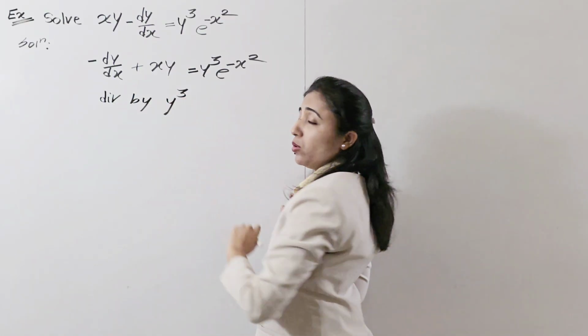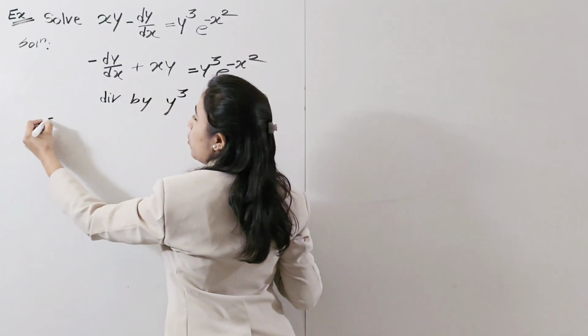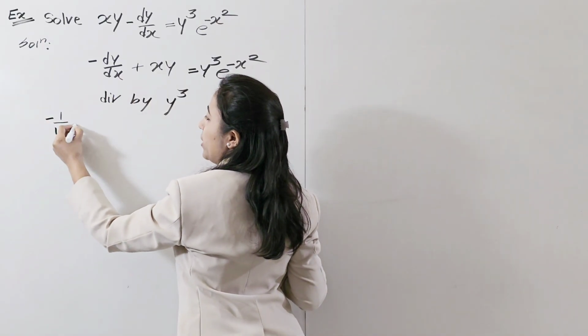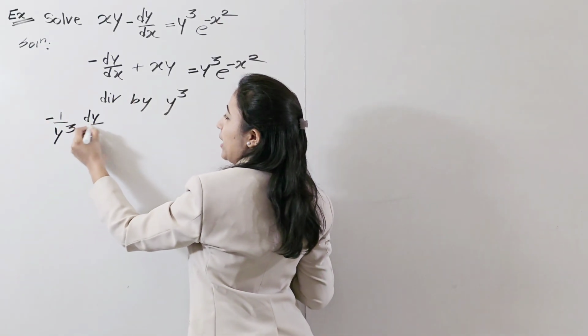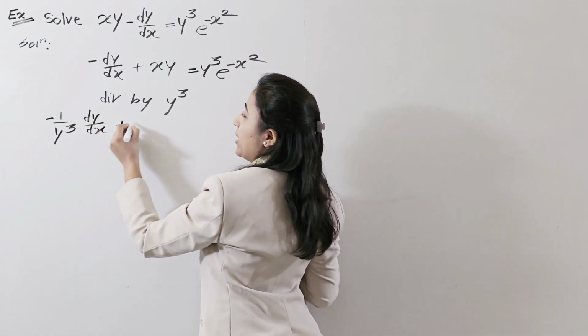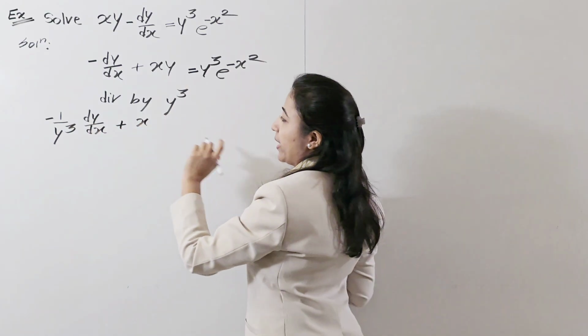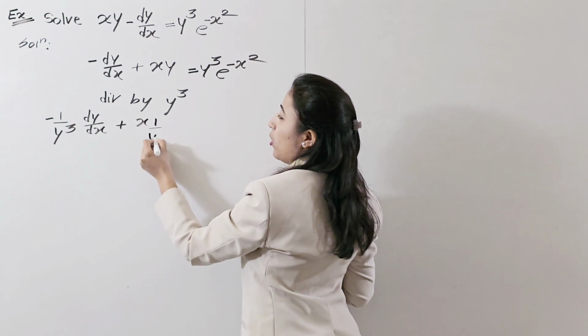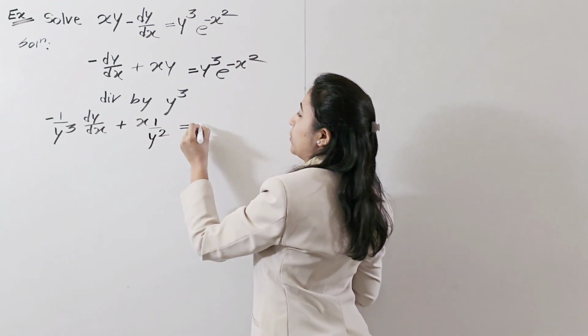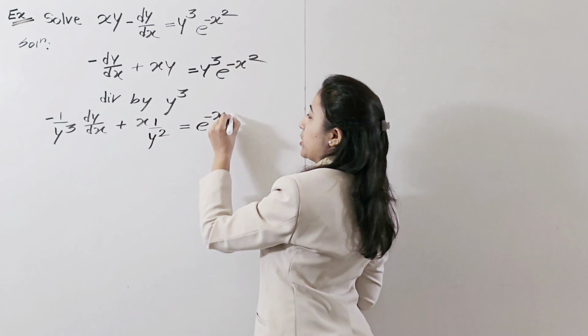So if we divide throughout by y cube, here it is 1 upon y cube dy by dx plus x. Here there is already a y and we are dividing by y cube, so one y gets cancelled out, so it is 1 upon y square equal to e power minus x square.